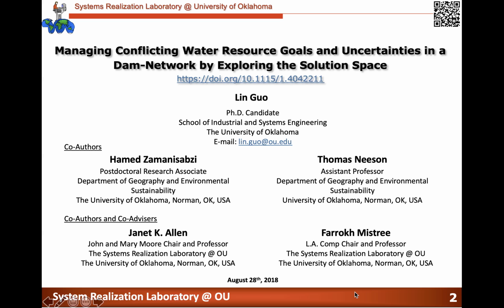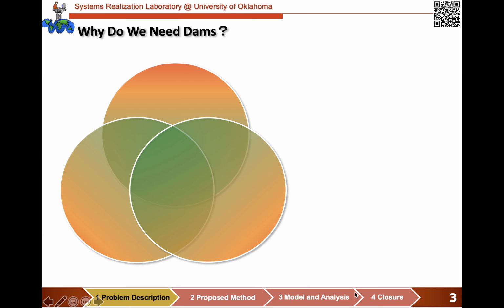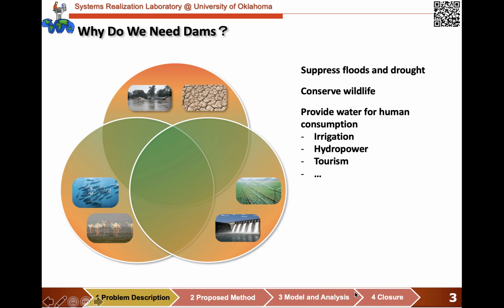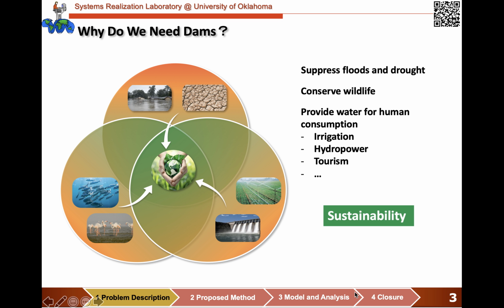Today I'm presenting our paper, Managing Conflicting Water Resource Goals and Uncertainties in a Dam Network by Exploring the Solution Space. First of all, why do we need dams? Dams are used to better manage water resource to suppress floods and drought, conserve wildlife, and provide water for human use in different ways. But does our socio-ecological system reach sustainability through operating the dams?